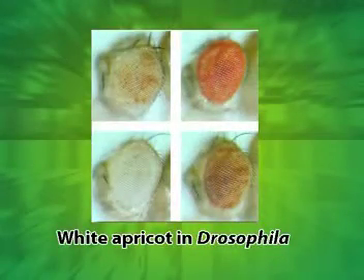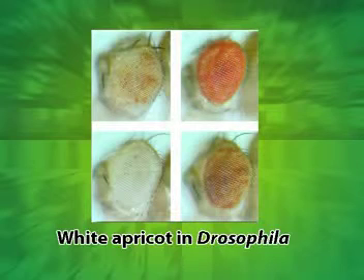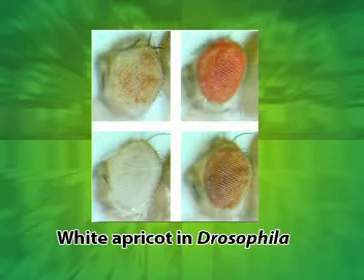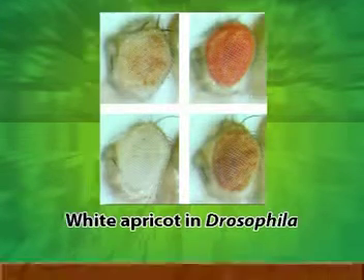Certain classic Drosophila mutations result from the insertion of copia-like and other elements. For example, the white apricot mutation for eye color is caused by the insertion of an element from the copia family into the white locus.